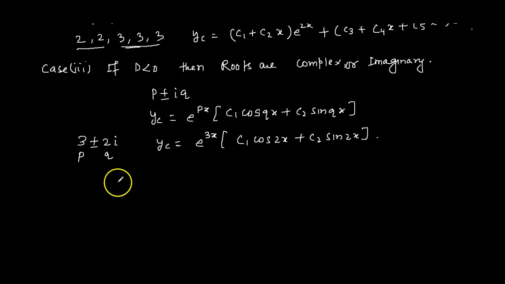Any doubt till here? If you are given the roots plus or minus 2i, then what can you write for yc? Because p is 0 here, e power 0 is 1, so we can write c1 cos of 2x plus c2 sin of 2x. Okay, so we'll see some problems based on this.